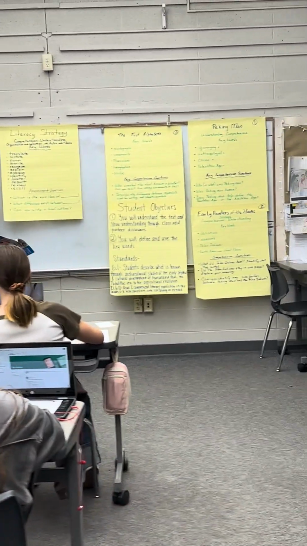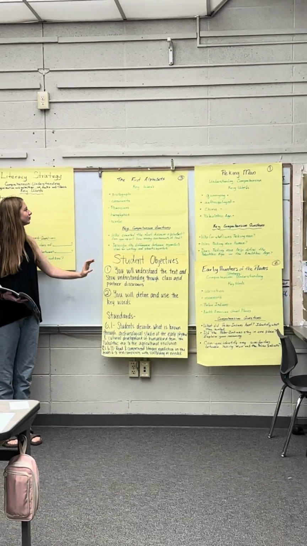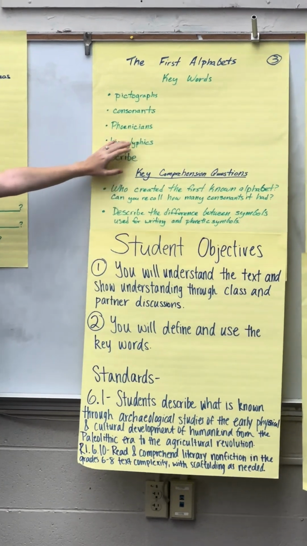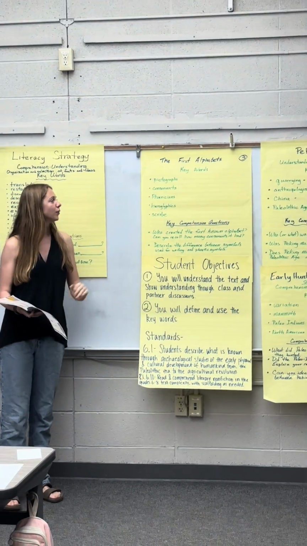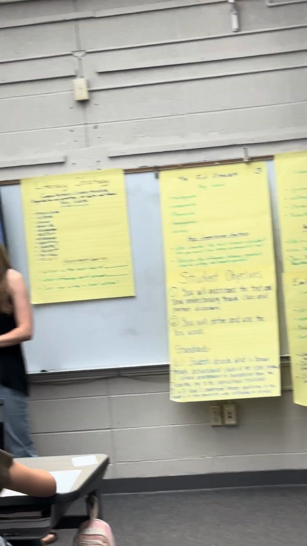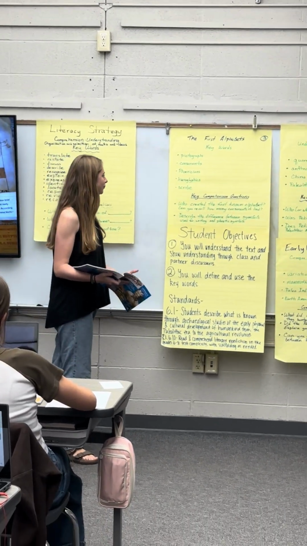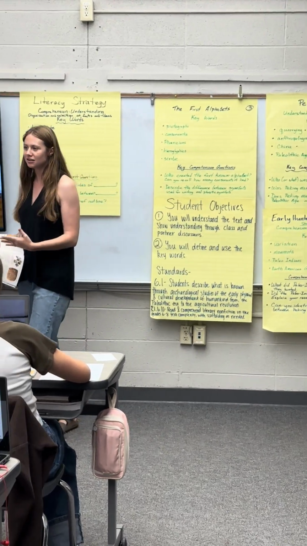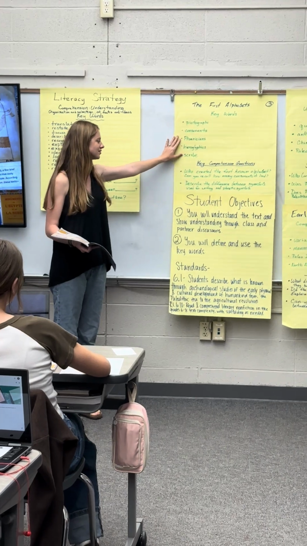Okay, so let's look at our keywords for this lesson. Pictographs, consonants, Phoenicians, hieroglyphics, and scribe. Okay, so you guys are going to be looking in your text to find these words. You're going to use context clues to define them, and you're going to be working with your partner in discussing these words. While you are reading, these are very important for the text.